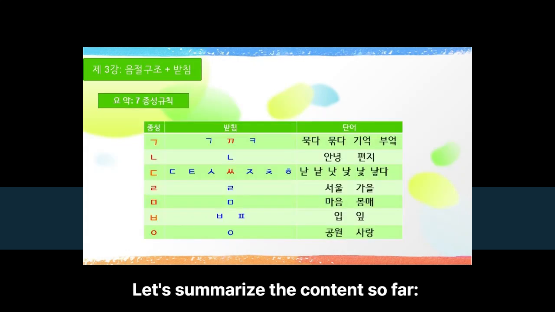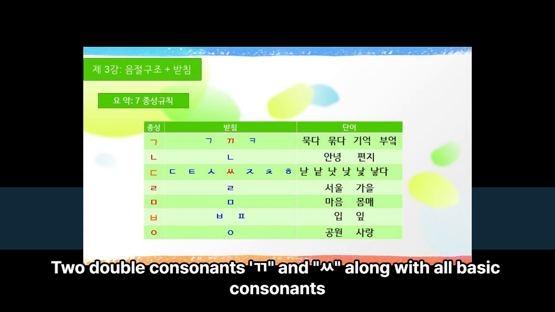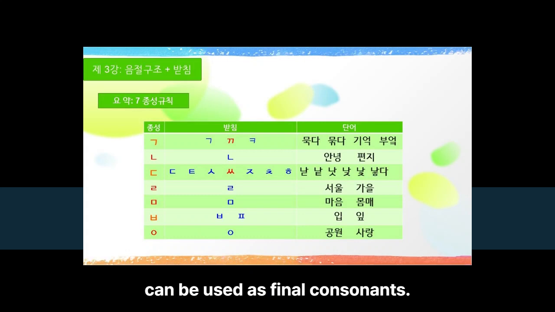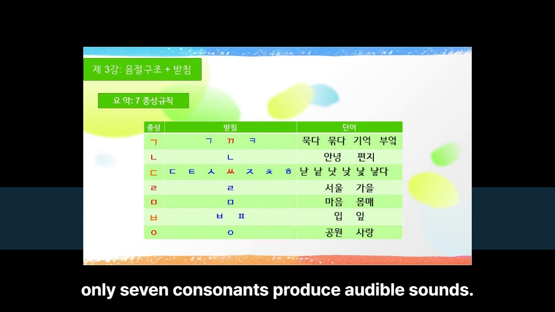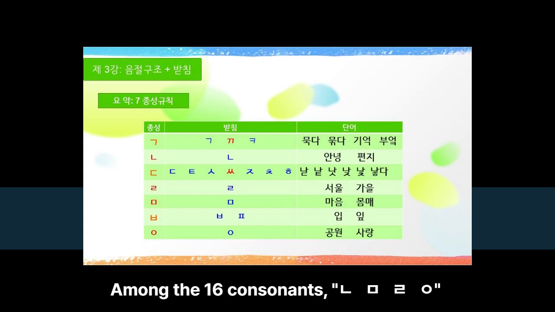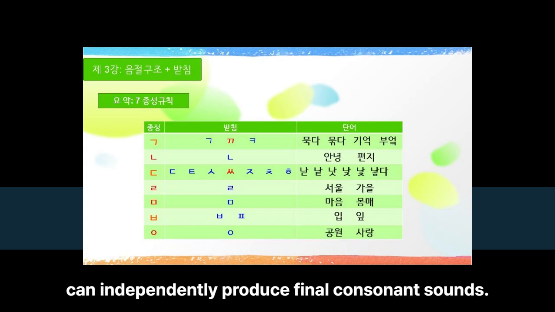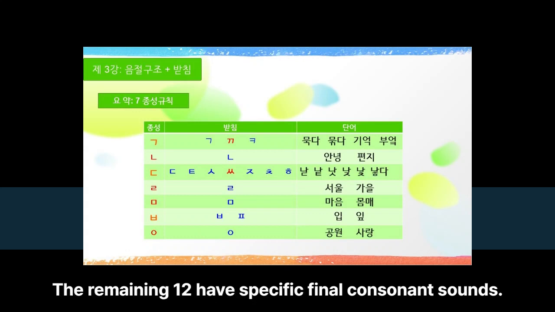Let's summarize the content so far. 2 double consonants, ssanggiyeok and ssangsiot, along with all basic consonants, can be used as final consonants. Out of the 16 final consonants, only 7 consonants produce audible sounds. Among the 16 consonants, nieun, mieum, rieul, and ieung can independently produce final consonant sounds. The remaining 12 have specific final consonant sounds.